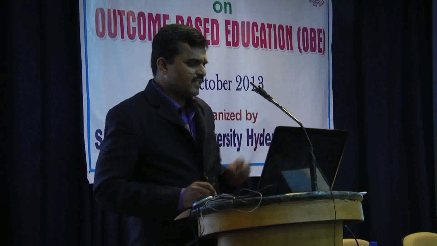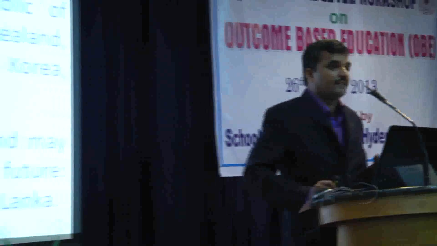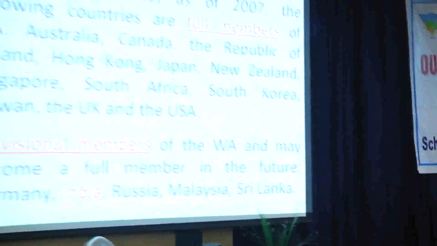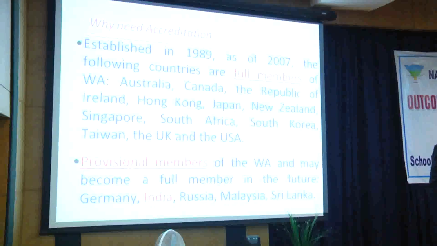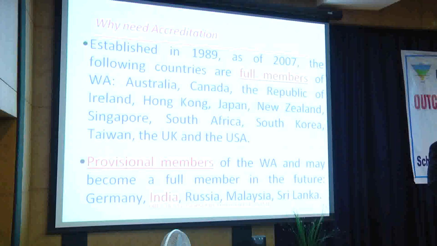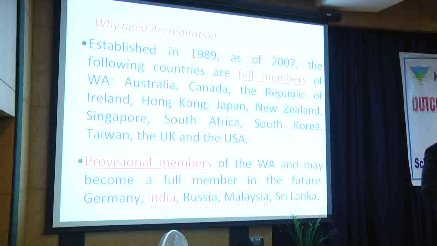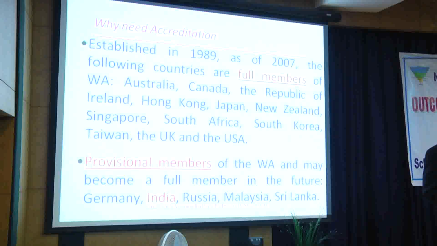It was established in the year 1989, which is the Washington Accord. As of 2007, the following countries are full members. You see what the listed countries are; all those countries are full members. So once we study in, say, Hong Kong, the degree is valid in the countries I have shown in that list. That means there is a mobility possibility, that one can move from one country to another.